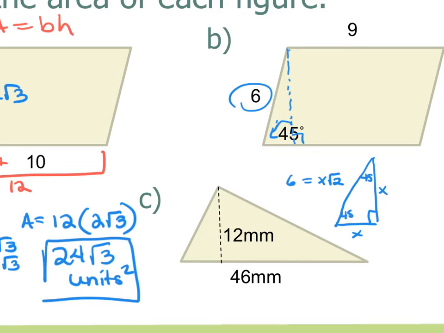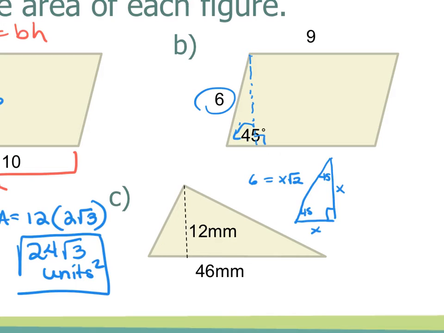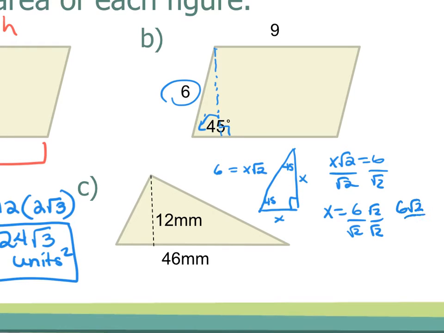So to find the height, I'm going to solve that equation. x square root 2 equals 6. Divide by the square root of 2. x is equal to 6 over square root 2. Rationalize. 6 square root 2 over 2 simplifies to 3 square root 2. So that is x, which is both this side here and this piece here. But I don't need to worry about the bottom. I was only looking for the height.